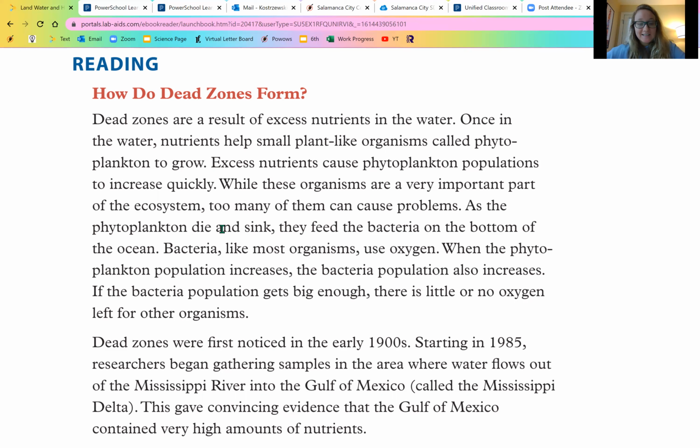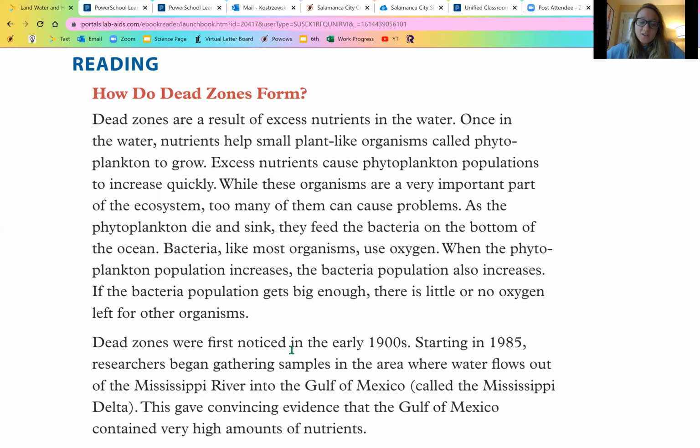As the phytoplankton die and sink, they feed the bacteria on the bottom of the ocean. Bacteria, like most organisms, use oxygen. When the phytoplankton population increases, the bacteria population increases. If the bacteria population gets big enough, there is little or no oxygen left for other organisms.